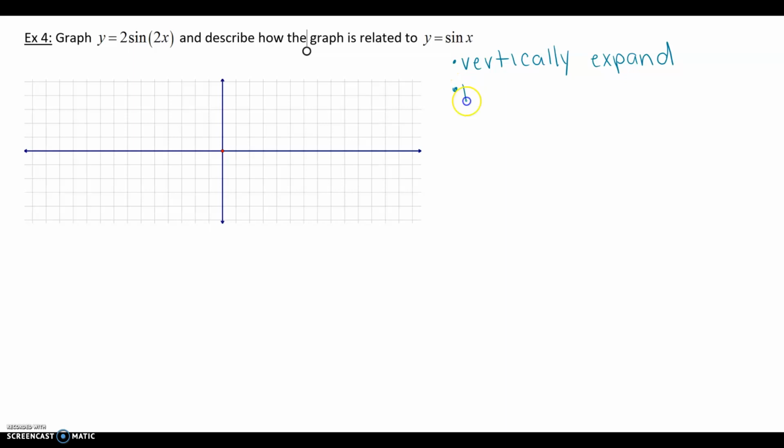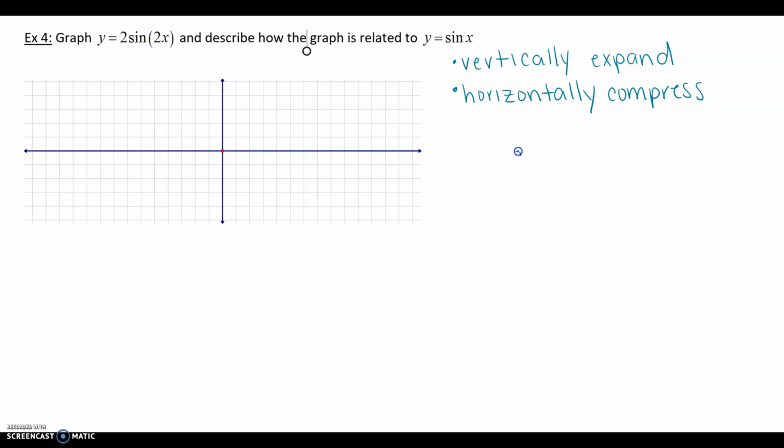So horizontally, and then remember, everything with those x values is always the opposite. So if it's 2x, that means it's really 1/2, so it's compressing. And that's it for describing the relation. Now we can move on to the graph.